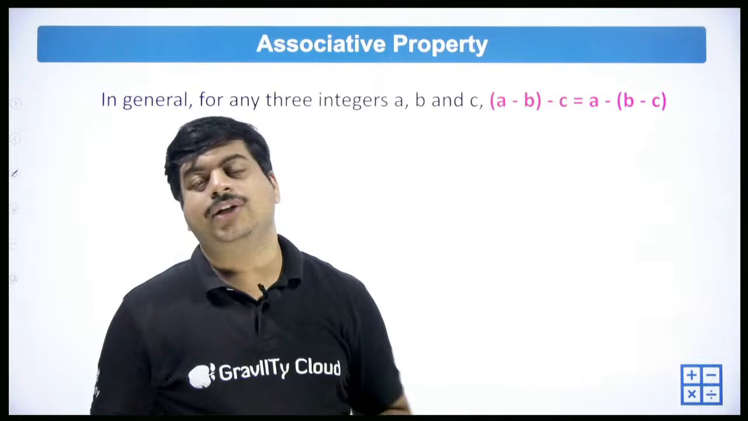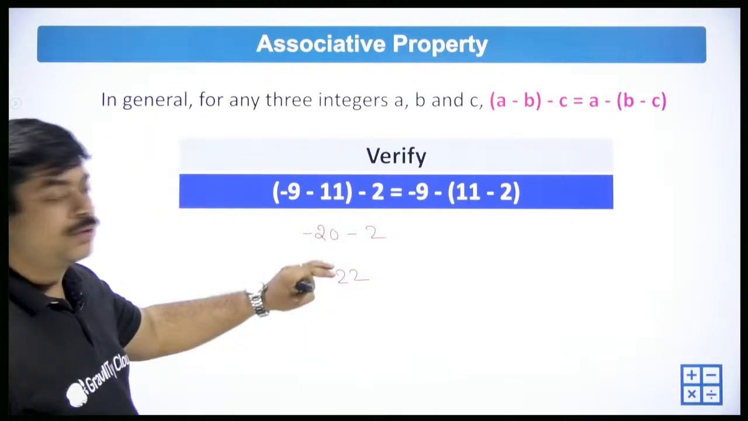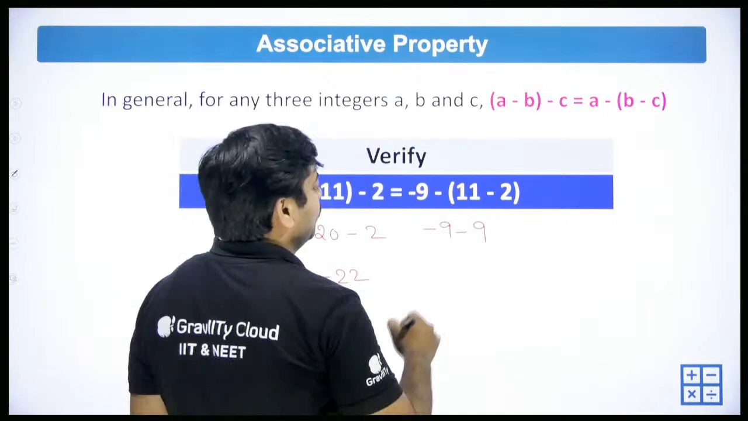So what can we say? Let me try to take the same example with all the negatives. Minus 9 minus 11 will give you minus 20, and then minus 2. Minus 20 minus 2 will give you minus 22. What about this one? 11 minus 2 is 9. So minus 9 minus 9 becomes minus 18.